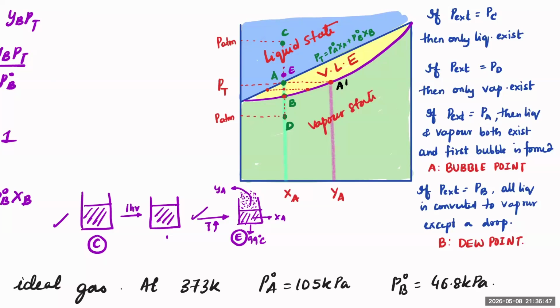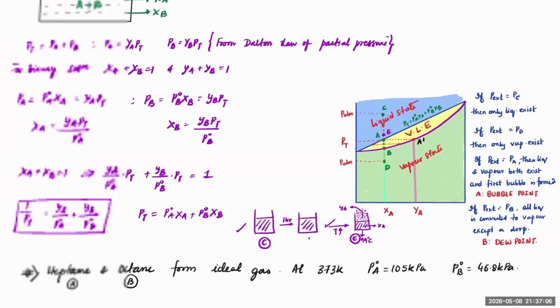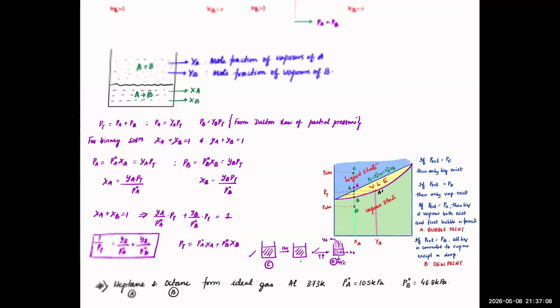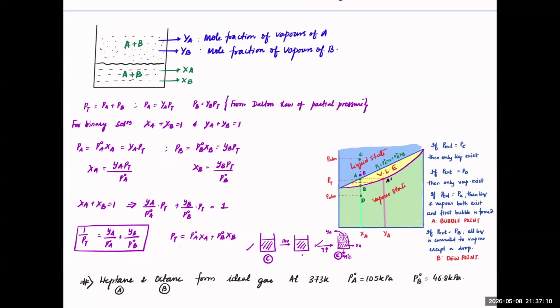If the external pressure is less than the vapor pressure of the mixture, then it will be completely in the vapor state. If it is equal, it will be in the VLE, vapor liquid equilibrium. Okay, please go through it once quickly, then we'll discuss it with a question.